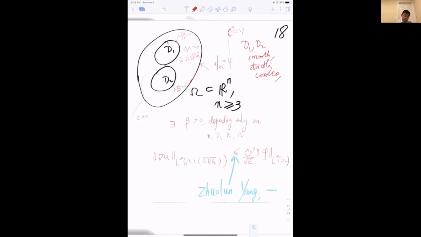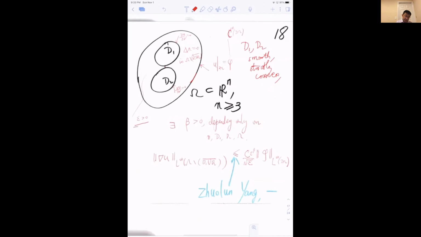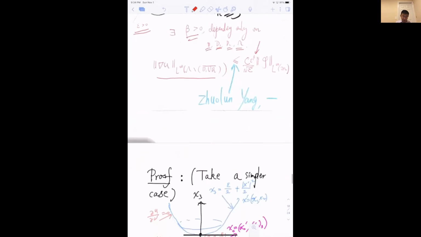So there's epsilon here. Laplacian u equal to 0, Neumann condition equal to 0, and outside you give nice data. One can show that the gradient norm is less than C over root epsilon, but there's a beta here. So you can gain a beta. Beta is positive, depending only on n, D1, D2, and omega. So you can improve the earlier result. I will describe the proof.